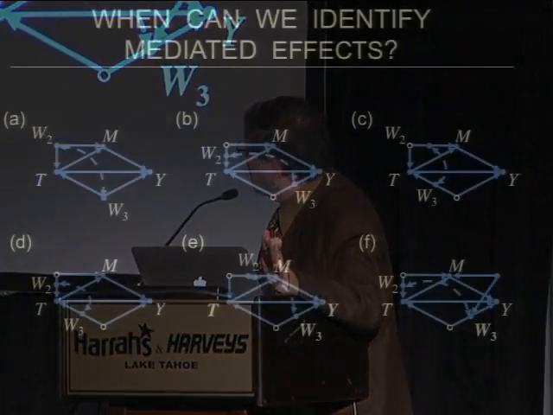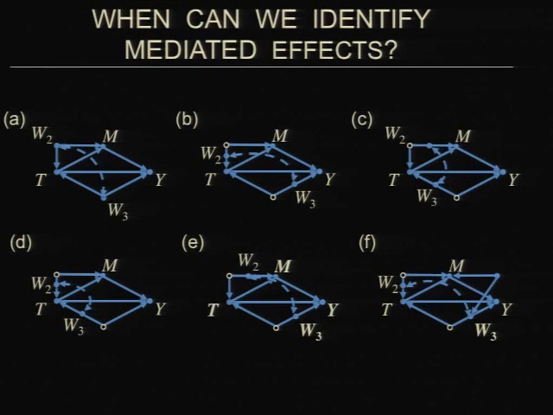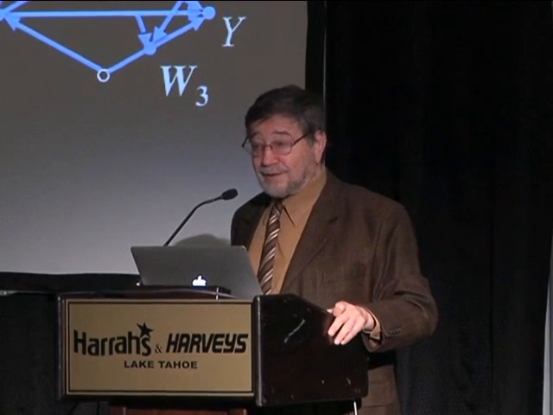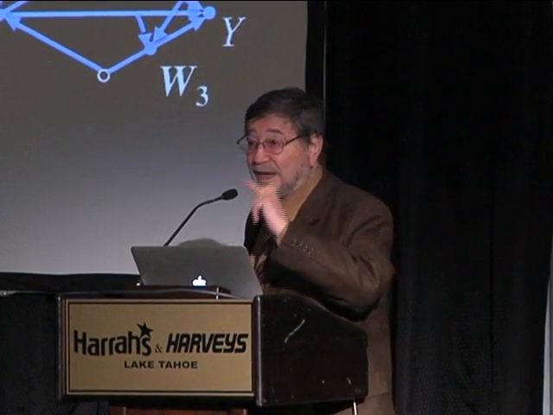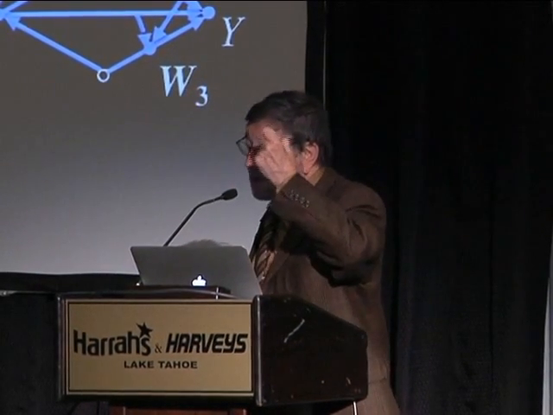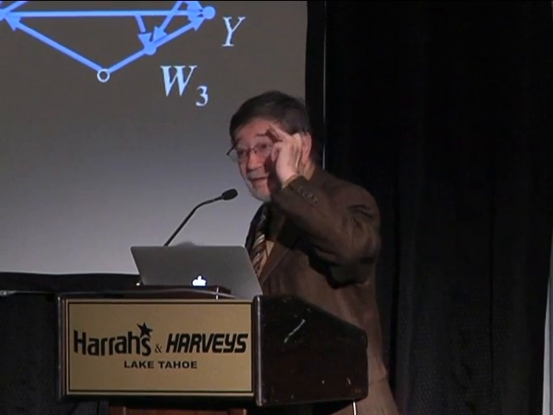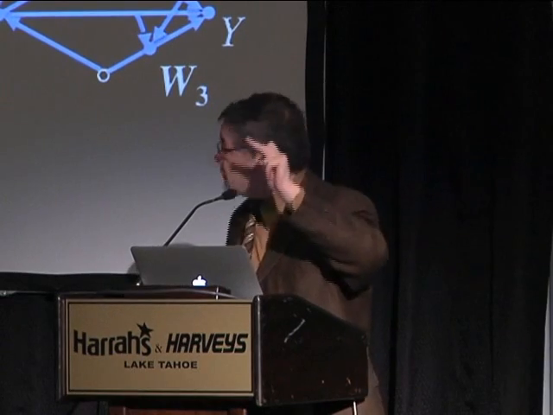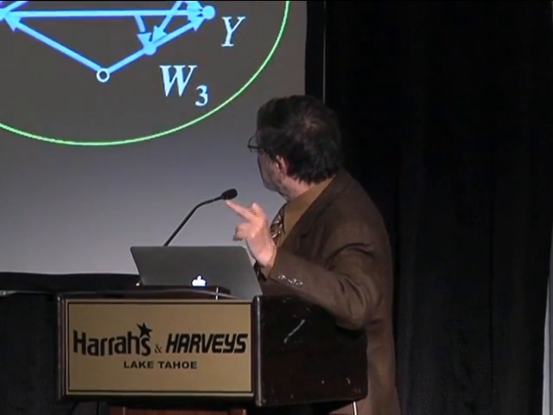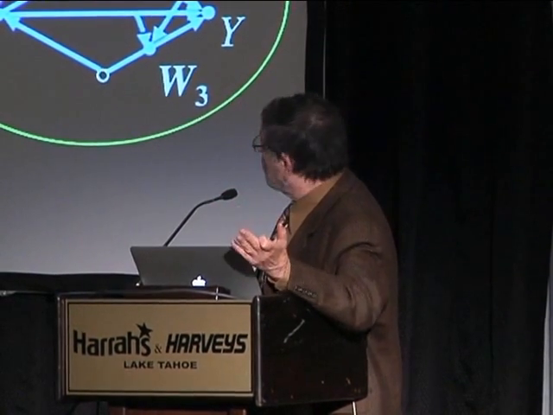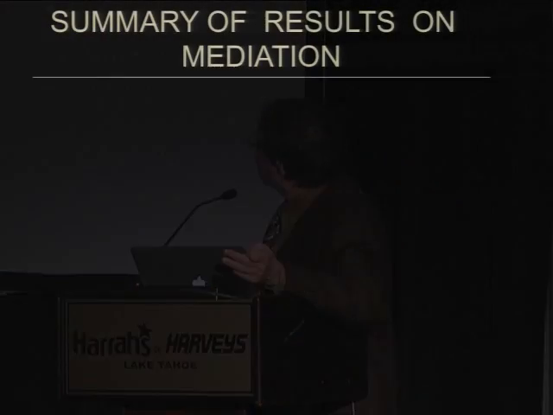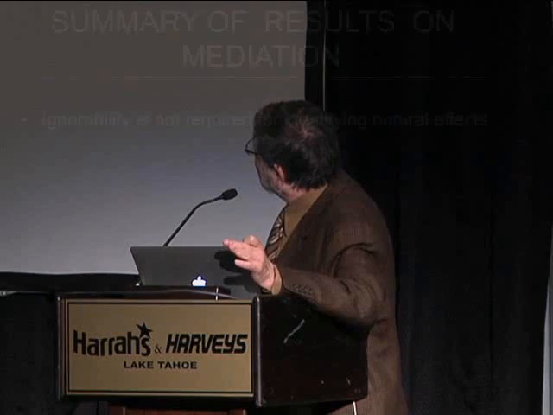And now I go only to flex my muscle and show you what we can do with graphs. You give me a graph, and I'll tell you whether the direct effect is identifiable. And this is called, by the way, natural direct effect. This is doubly counterfactual, okay? Doubly nested counterfactual. It's called natural direct effect and natural indirect effect. And now there is an algorithm that will tell you yes or no. Done. Okay, summary of results in mediation.